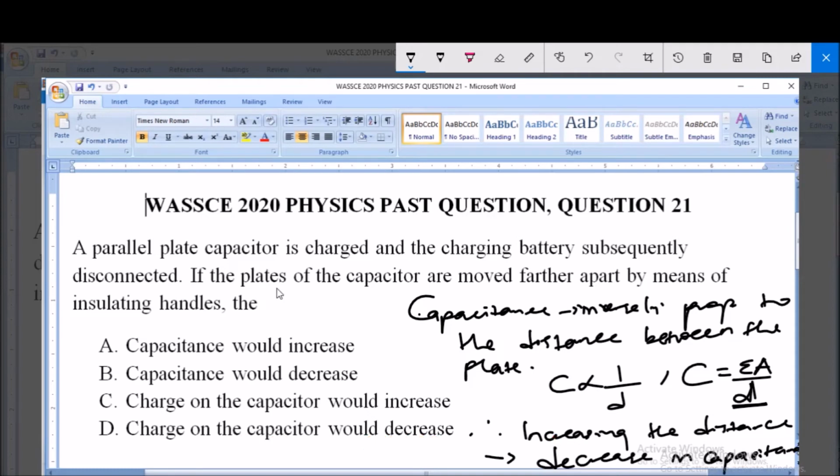Now the question says if the plates of the capacitor are moved further apart, simply that means that if this is a plate and this is a plate and this is the distance between them, now if these two plates are moved further apart, you see that the distance d has increased, and increasing this distance between the plates will lead towards a decrease in the capacitance of this capacitor, and that is option B. The capacitance will decrease. So option B is the answer to this question.